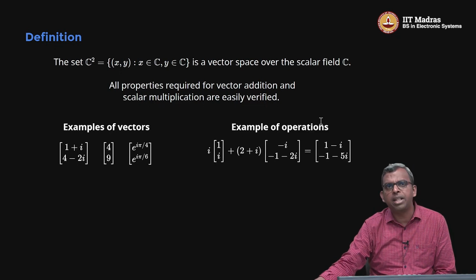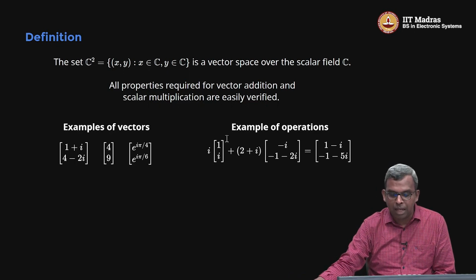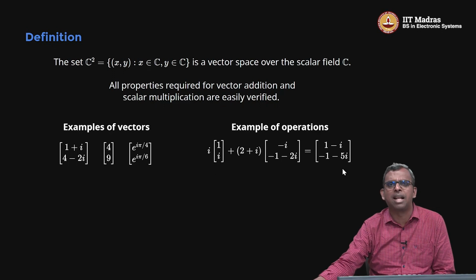You can also do operations. You can do linear combination, which is the most critical operation, right? So here is an example: i times (1, i) plus (2 plus i) times (minus i, minus 1 minus 2i). You will get this, right? i into 1, i into i is minus 1. So this becomes just (i, minus 1). This 2 plus i into minus i, it's minus 2i minus i squared, which is plus 1. So it becomes 1 minus 2i. If you multiply these two, you will get another complex number. So if you add up all these things, you get (1 minus i, minus 1 minus 5). Just simple complex number arithmetic.